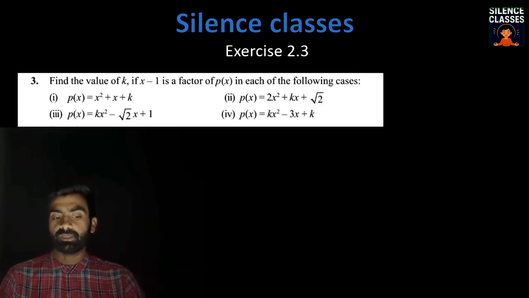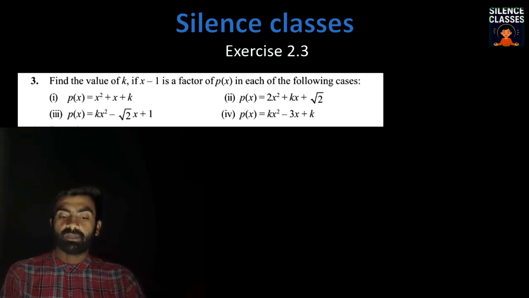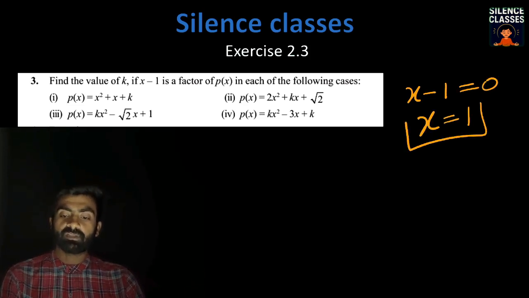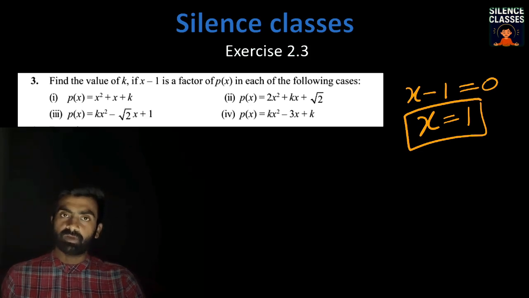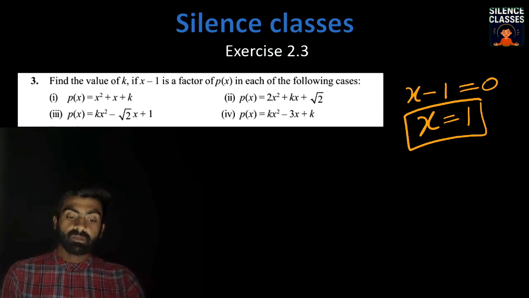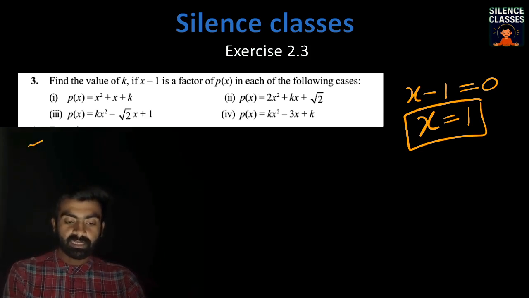The question 3 we are doing. Okay, let's check out what the question is saying. Find the value of k if x minus 1 is the factor of p(x). We have to find out the value of k in each of the following cases. It is given that x minus 1 is the factor of the given polynomial, means it is equals to 0. So we will get the value of x by this, x is equals to 1. Means in the place of x, we have to put the value of 1, and we can find out the value of k.